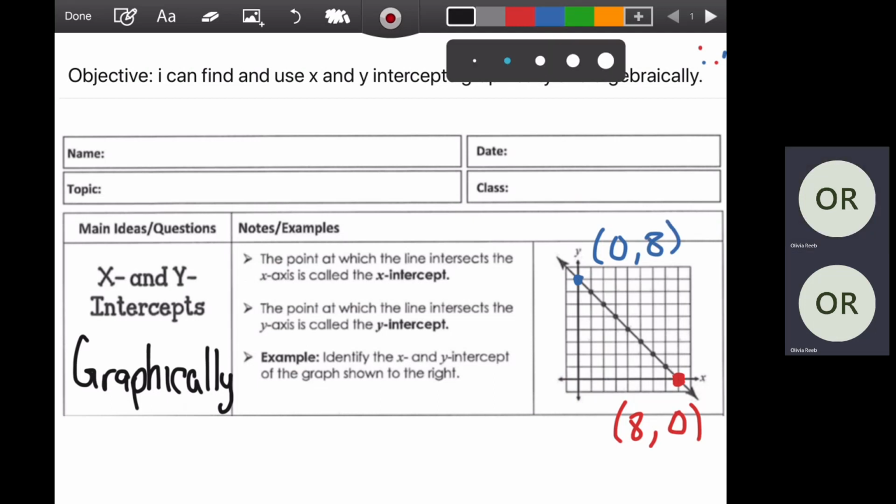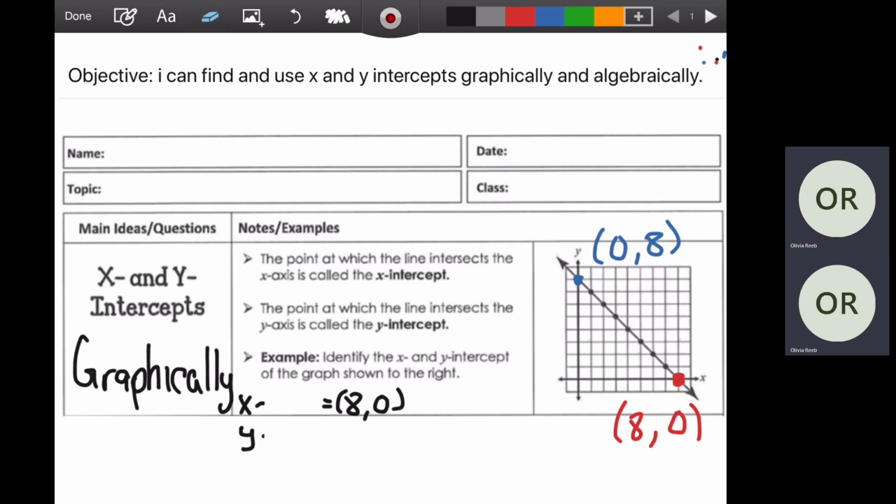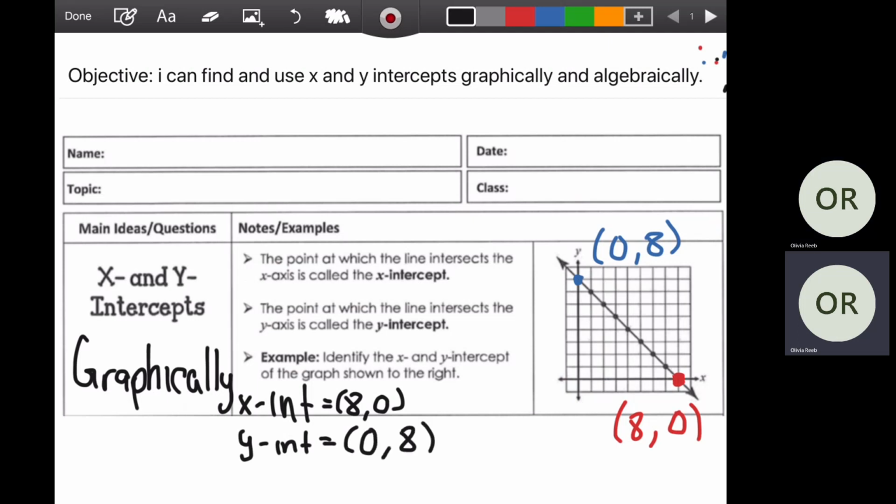So let's just make this real obvious at the bottom here. My x-intercept is (8, 0). And my y-intercept is (0, 8). Sorry, y'all, the COVID brain fog is real.